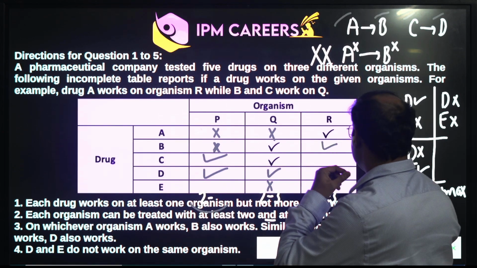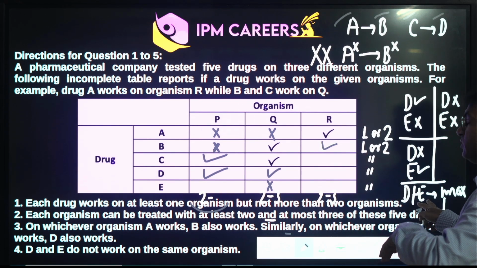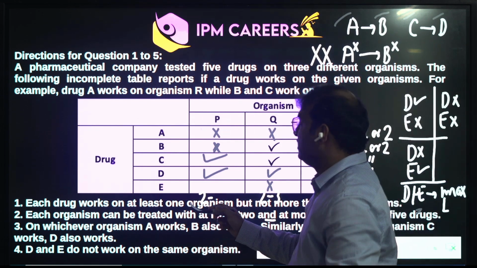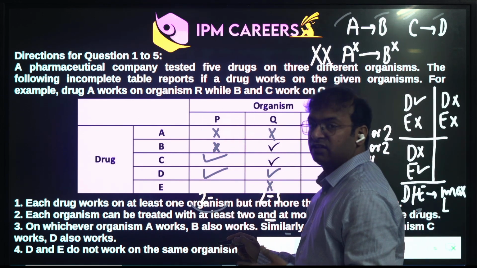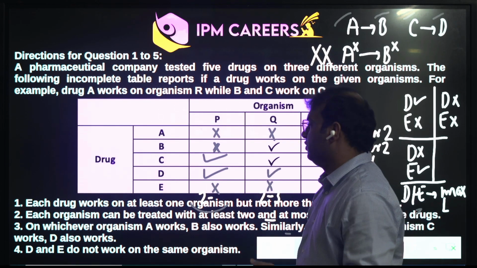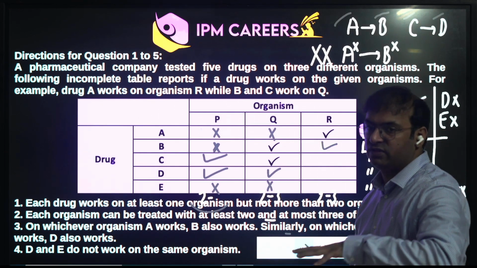Now, guys, we know that among drug D and E, if we talk about both of them together, they can treat a maximum of one organism. Since drug D is already treating organism P, drug E should not treat the same organism P, right? Now, guys, after this, you can say that this table is almost done.